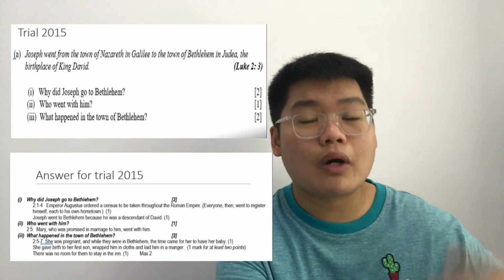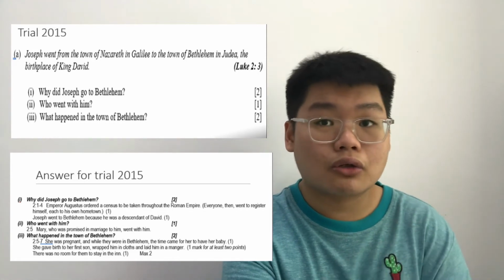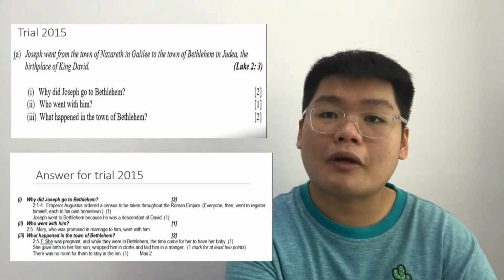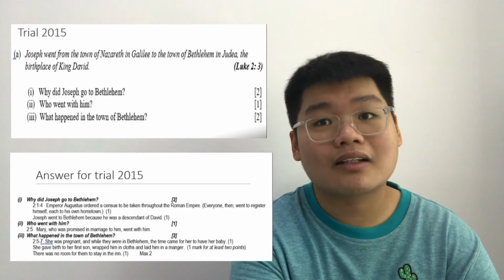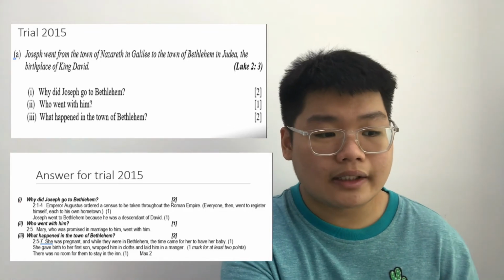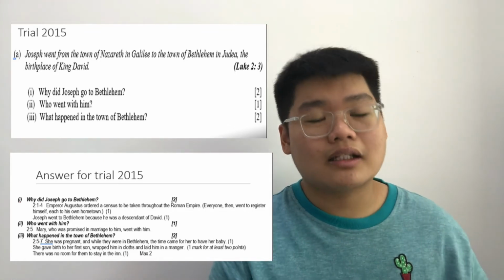And then everyone went back to register, each in his own hometown. Joseph went to Bethlehem because he was a descendant of King David. So we can see that this is the correct answer.